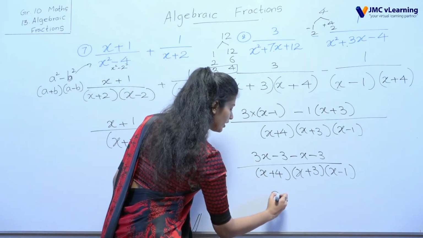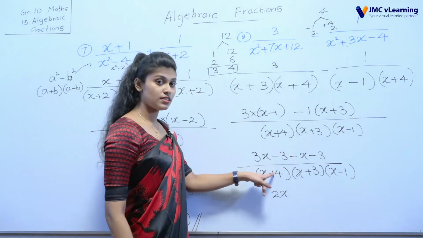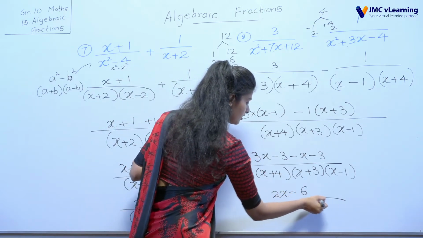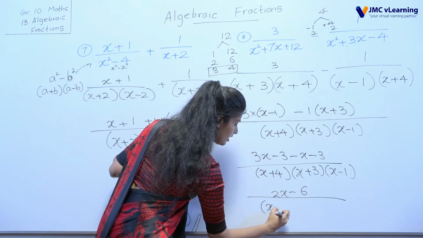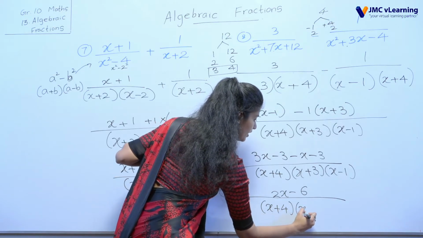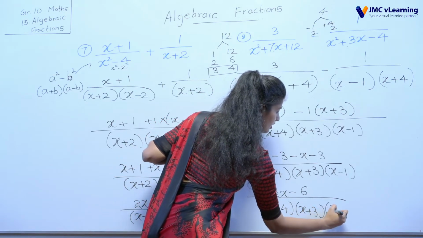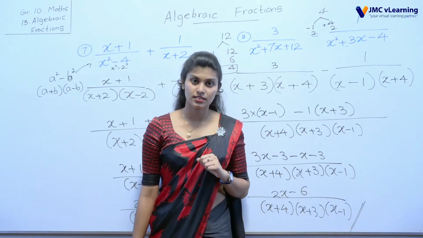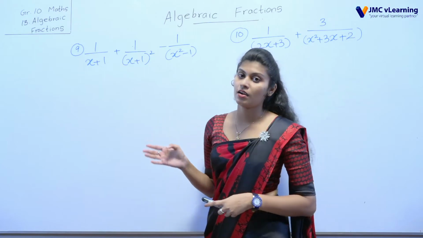It is 2x, and minus 3 minus 3, minus 6. The denominator is x plus 4, x plus 3, x minus 1. This is the answer. Let's move to the next example.